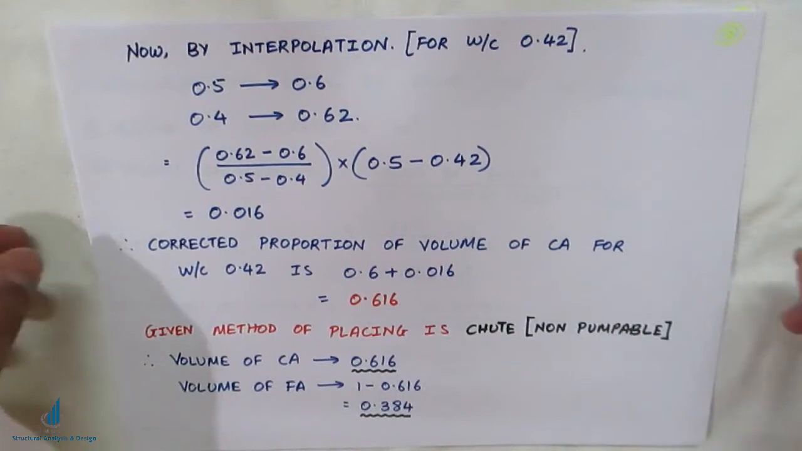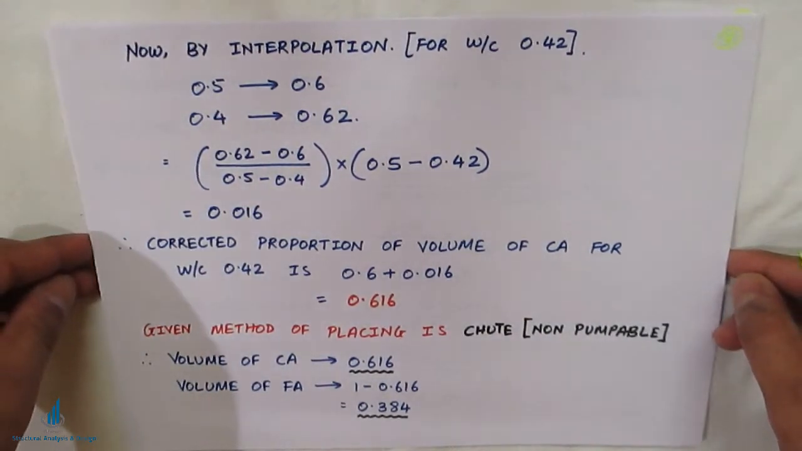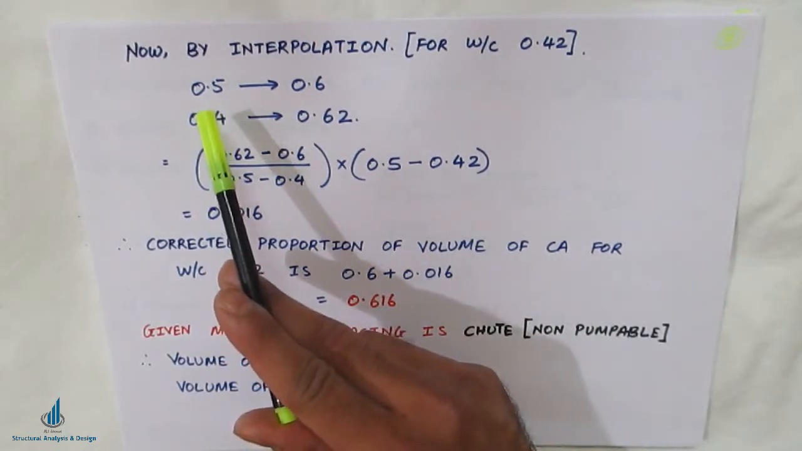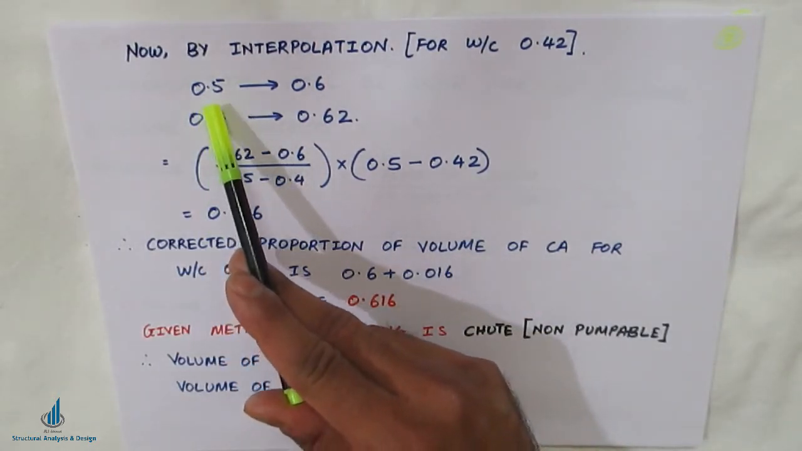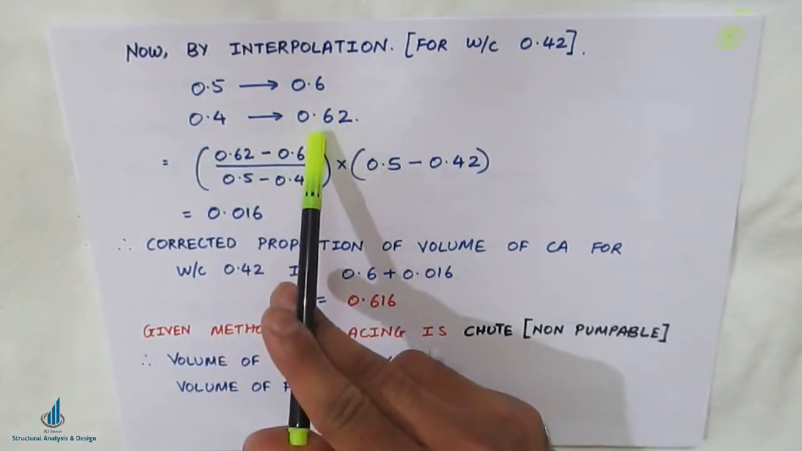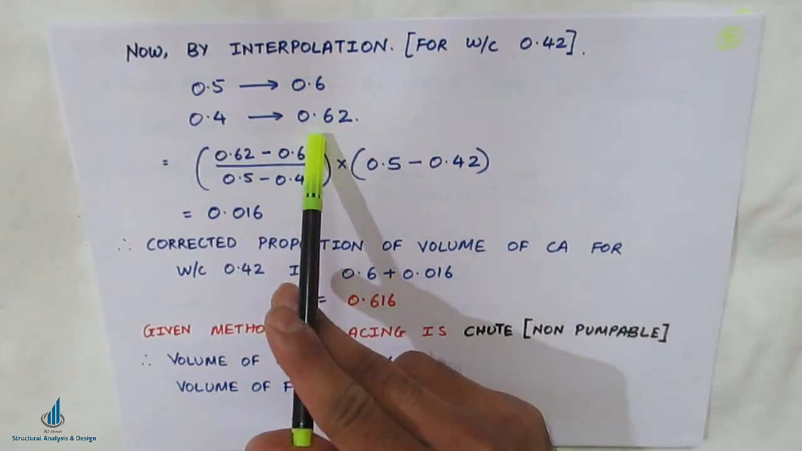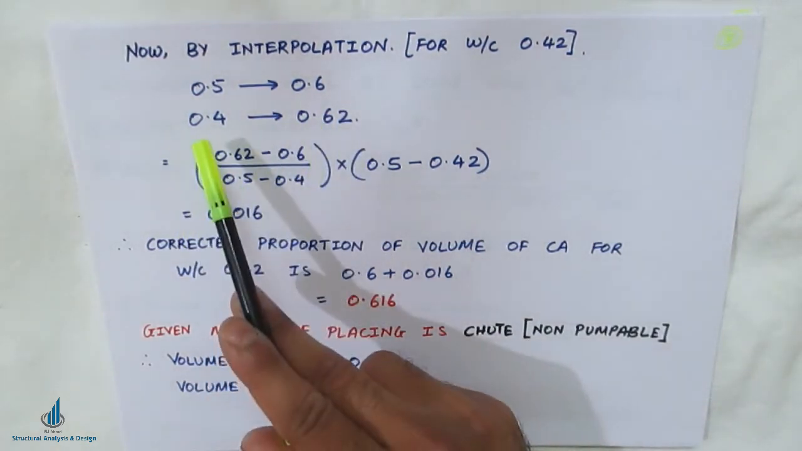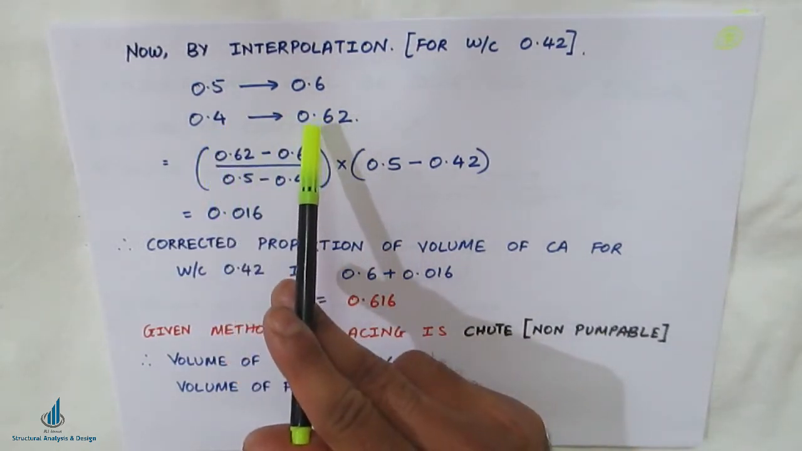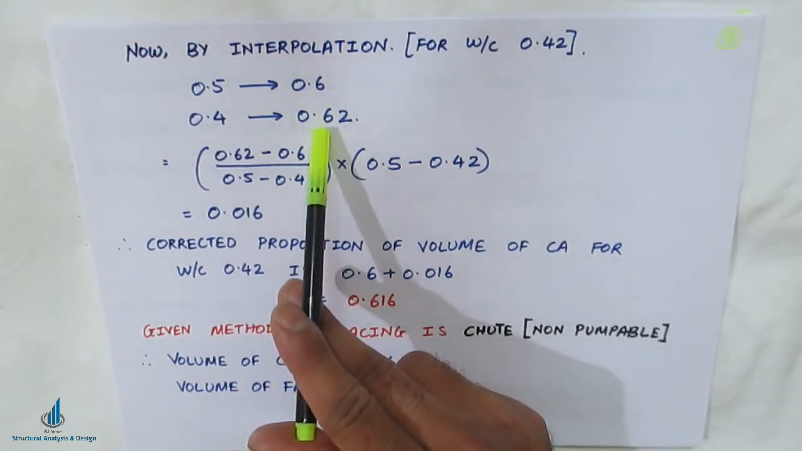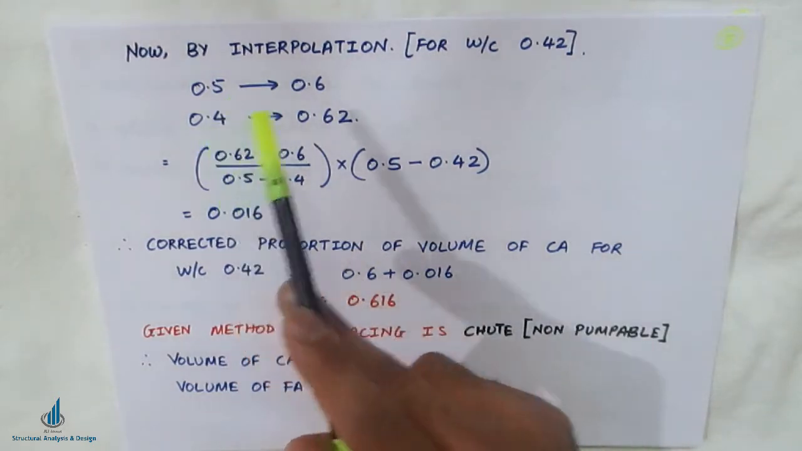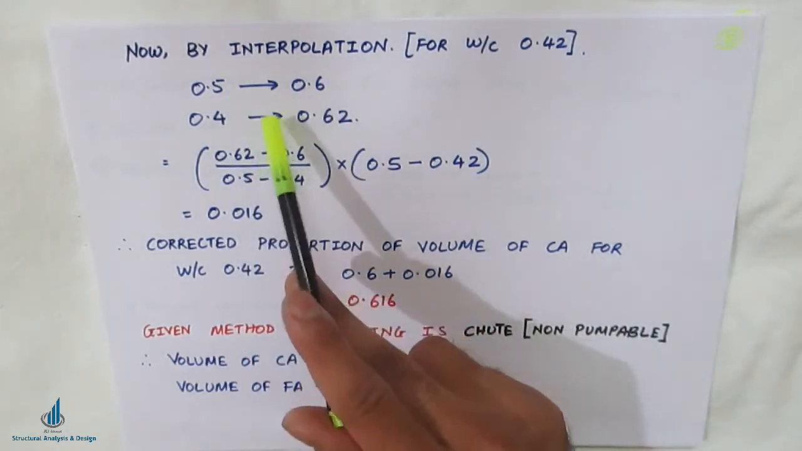So now, by the interpolation method for water cement ratio 0.42. The value from the table for water cement ratio 0.5 is 0.6, and if you go to 0.4 it will increase to 0.62. Why? Because for every change of water cement ratio of 0.05 there will be an increase or decrease in the volume of coarse aggregate by 0.01. So 0.42 lies between 0.5 and 0.4, so we are going to interpolate between these two values.